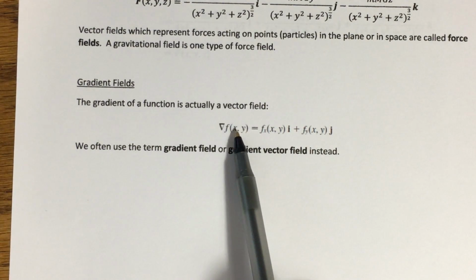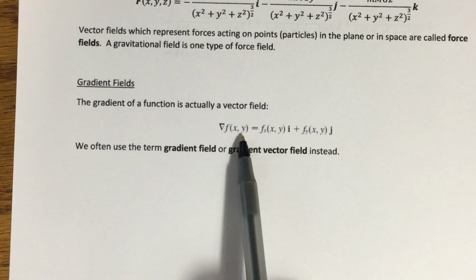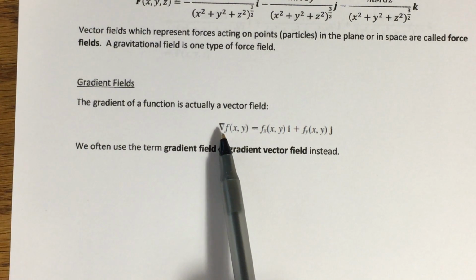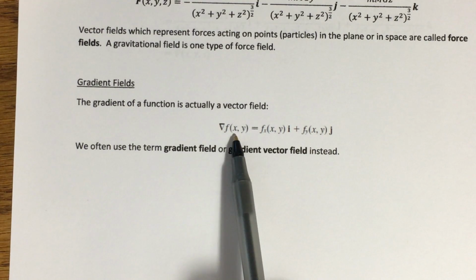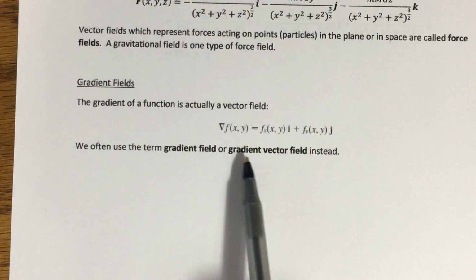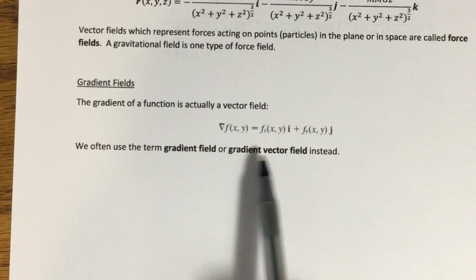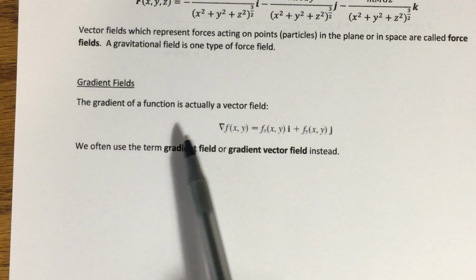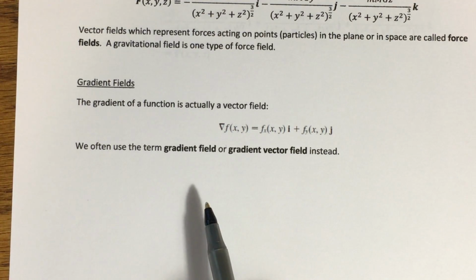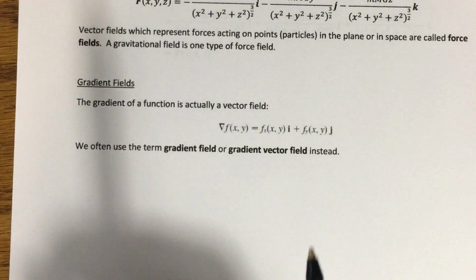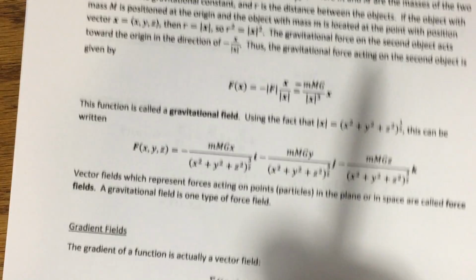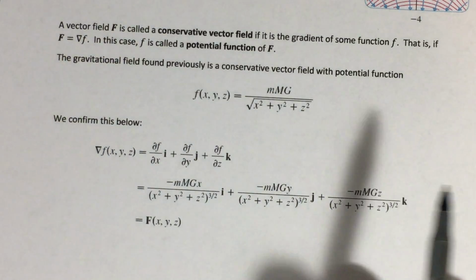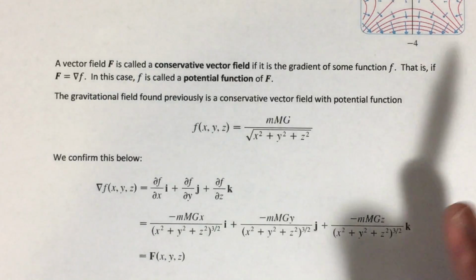In particular, we call vector fields that are gradients of some function gradient fields, or sometimes your book also refers to them as gradient vector fields. These are a really important type of vector field that we're going to study in greater depth throughout this chapter. But there's some terminology associated with these also, which we'll get to. Let's look at an example, though.